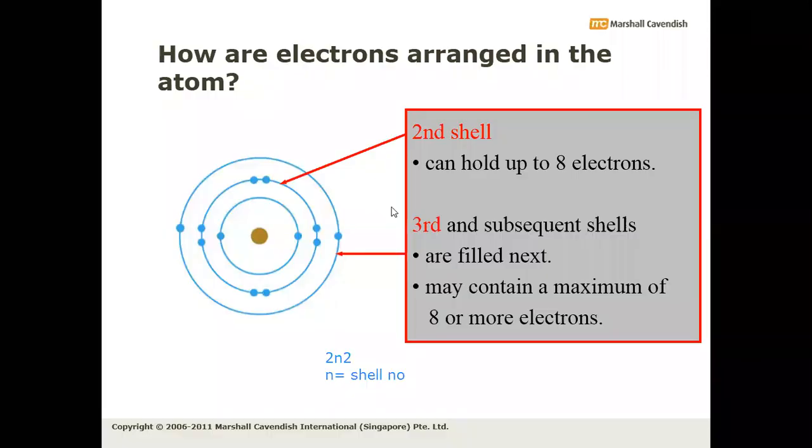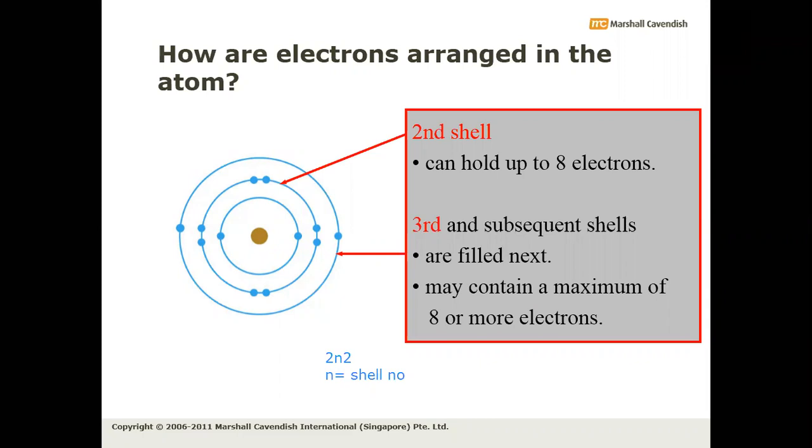So first this shell is filled. The second shell can hold up to 8 electrons, because if you place the value of n to be 2, 2 square is 4 and 2 times 4 is 8. So the second shell, which is next to the first shell and is also called the L shell, can hold a maximum of 8 electrons. You know that from O levels.